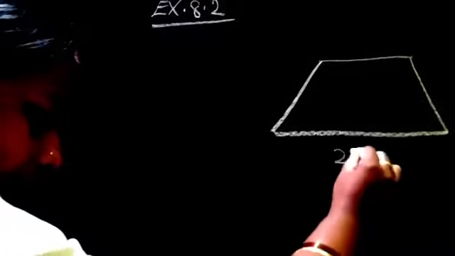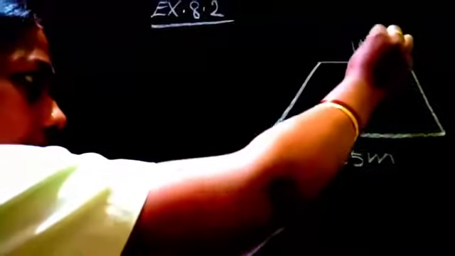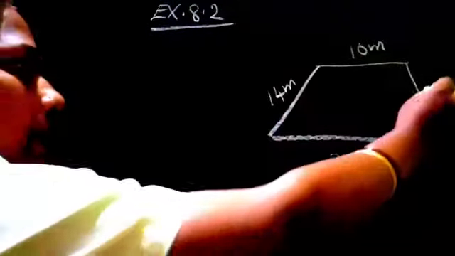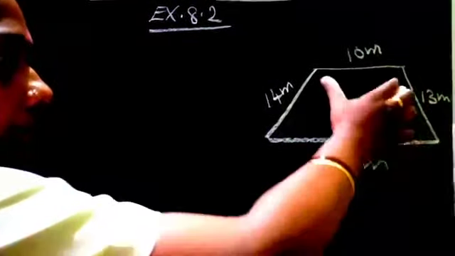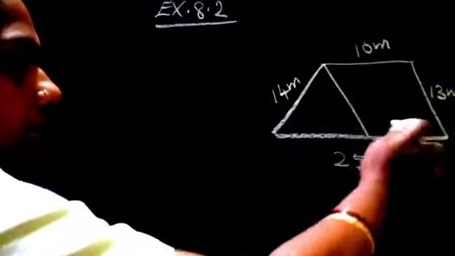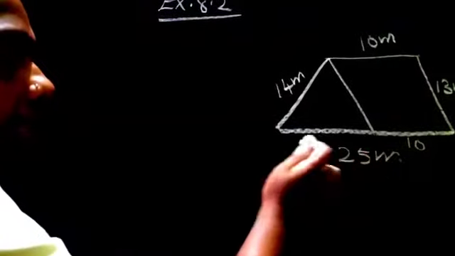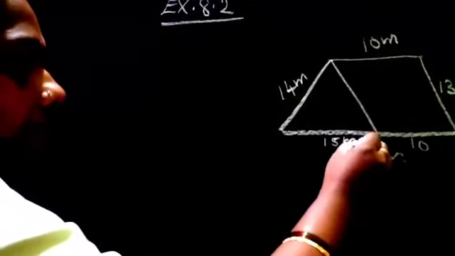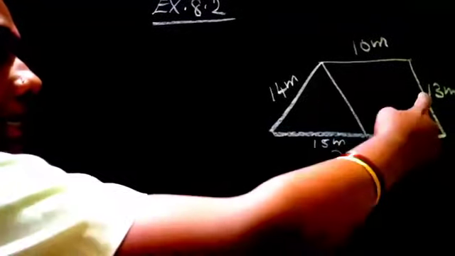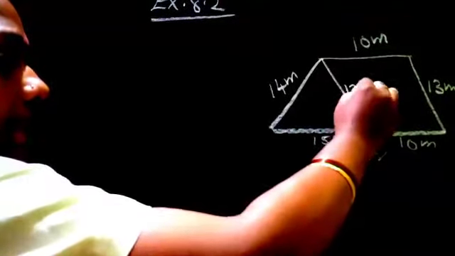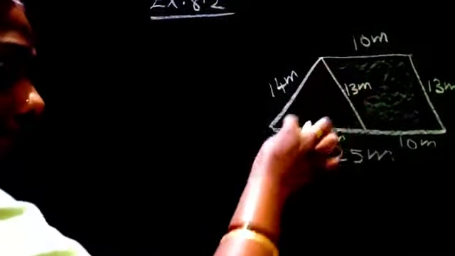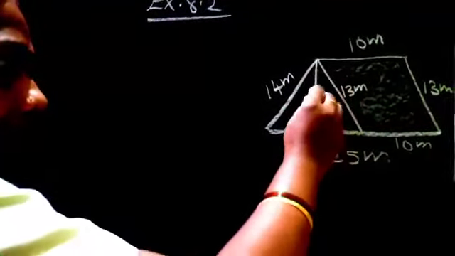So this is 25 meter. This is 10 meter. That is parallel side they given. Non-parallel side they given it is 14 meter and 13 meter. So if I want to cut the same 10 meter, I will get this portion as parallelogram. So remaining here I will get 15 meter. That's why 15 plus 10 I will get 25 meter. So when it is 13 means this portion also I will get 13 meter because it is a parallelogram. Remaining, in this triangle we have to find the h value.